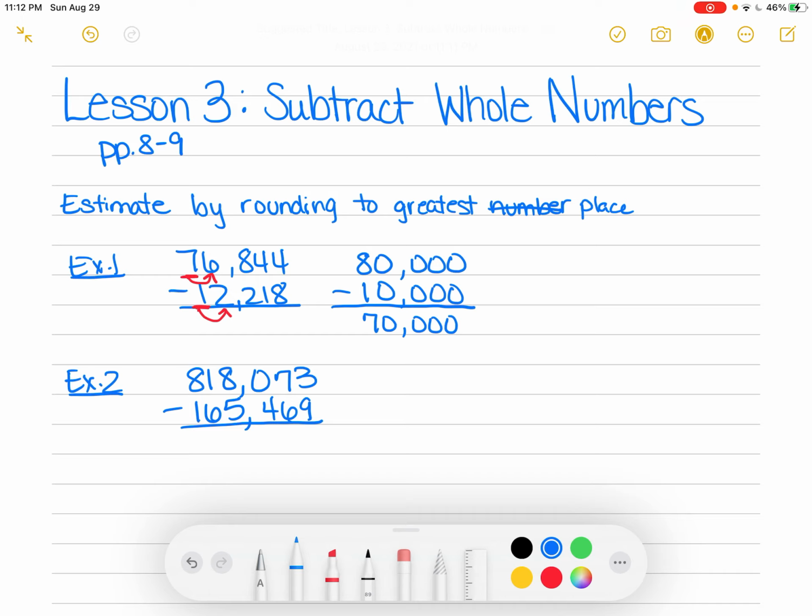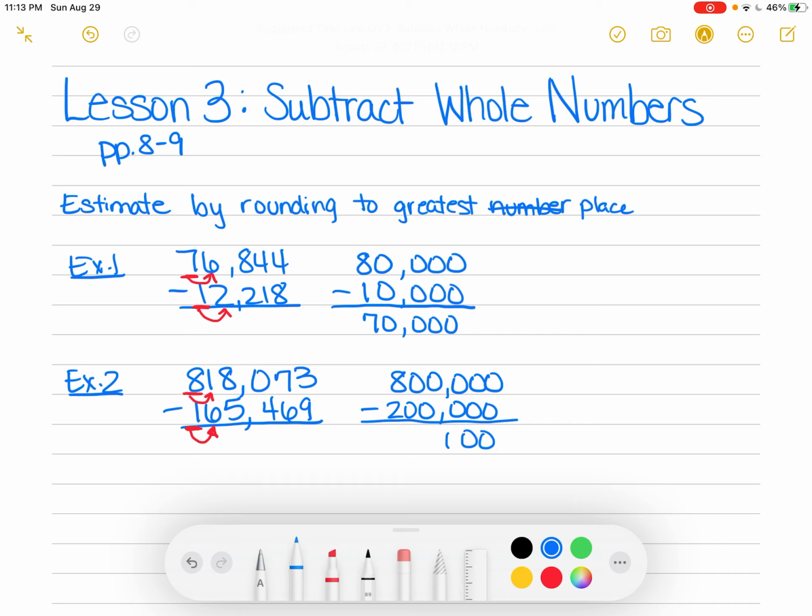Okay, you should have done it all on your own now and you've come back. So I'm gonna look at my greatest place. So on here, it's the 100,000s. I'm going to look to the right, and on this one, the 1 tells me that it's going to stay 8, and everything else is going to be zeros. Okay, so instead of 818,000, we're just going to put 800,000. And then on the second one, we're looking at the 1, but we move over and look at the 6, and that's 5 or greater, which tells me that that 1 is going to go up, so it's going to be 200,000. And then I'm going to subtract these two.